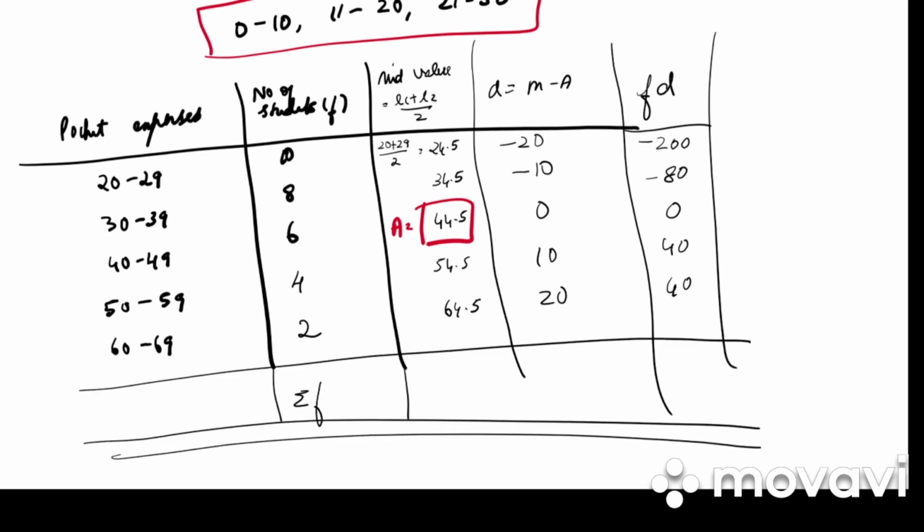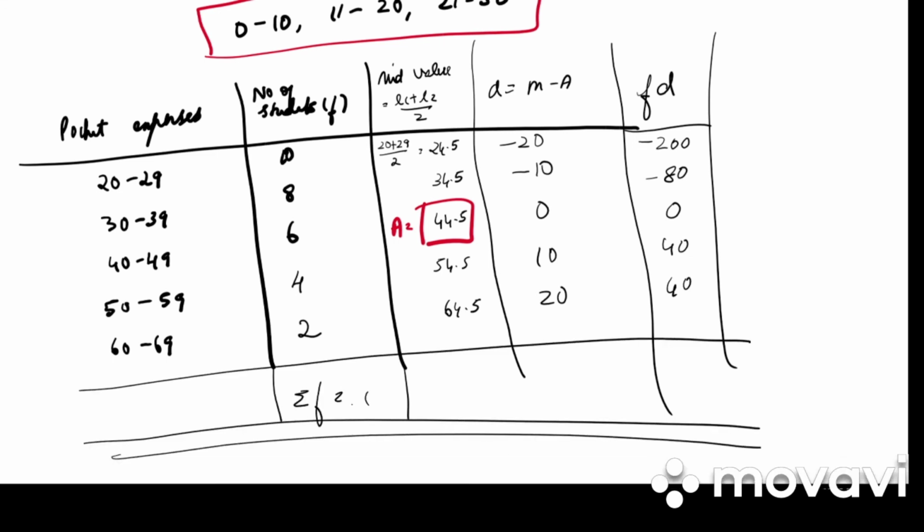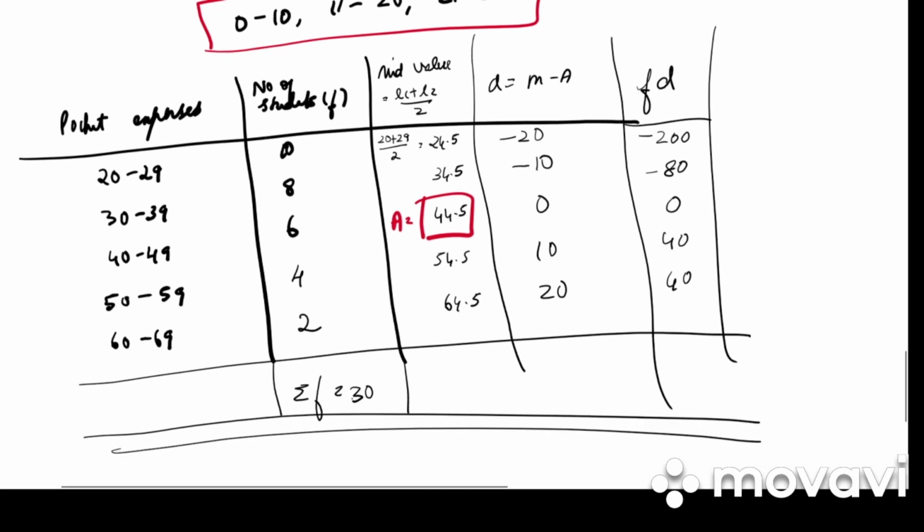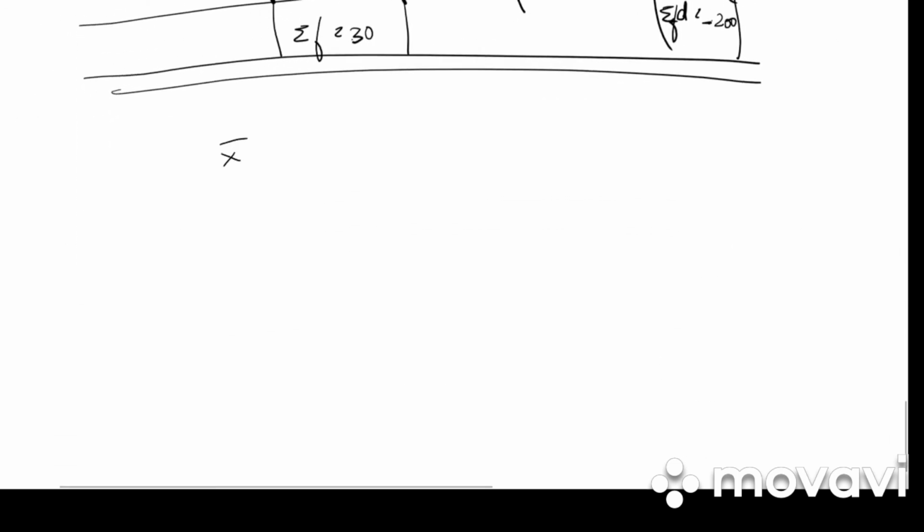So what is summation F? Summation F will be 30. And what is summation FD? This is minus 280 plus 80. So we get minus 200. So what is the formula? X bar is equal to A plus summation FD divided by summation F.